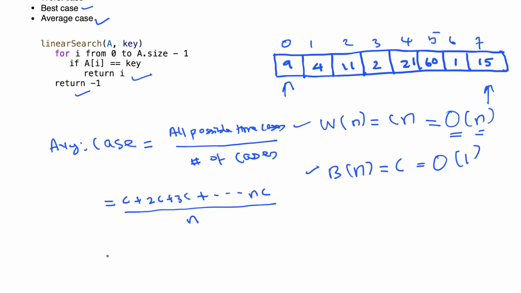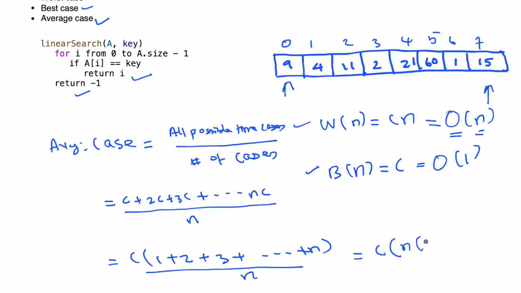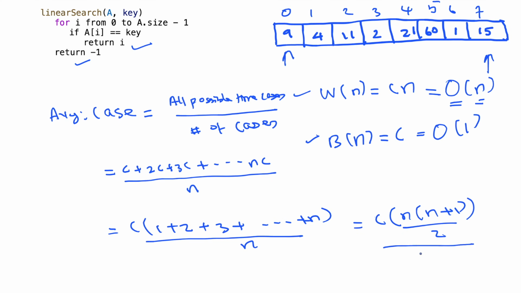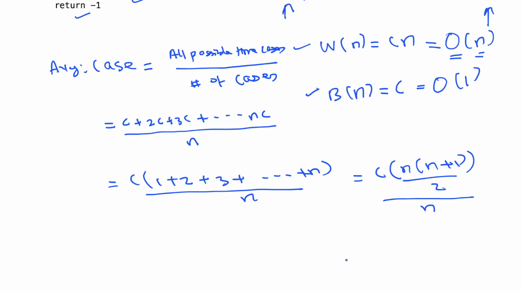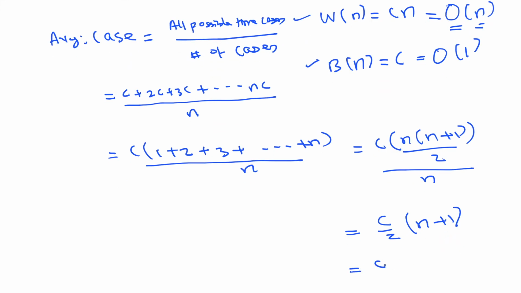Okay, so this is equal to C into 1 plus 2 plus 3 and so on up to n, divided by n. So this is nothing but C into n into n plus 1 divided by 2, that is, the sum of first n natural numbers, divided by n. So this will be equal to C by 2 into n plus 1. So you can write it as C by 2 into n plus C by 2.